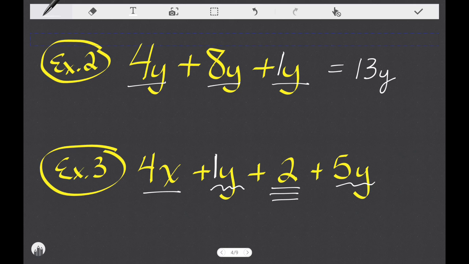And so when I rewrite this, I can write 4x, he does not get anything changed, plus, now I can go ahead and put my y's together, 6y plus 2. So again, it is a new problem. It is simpler. It is shorter. We are combining like terms.